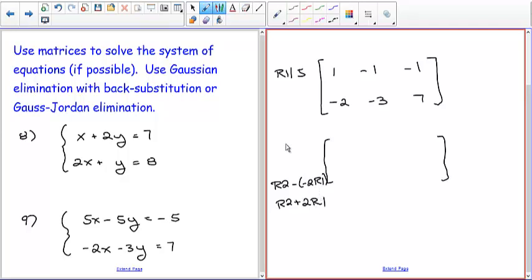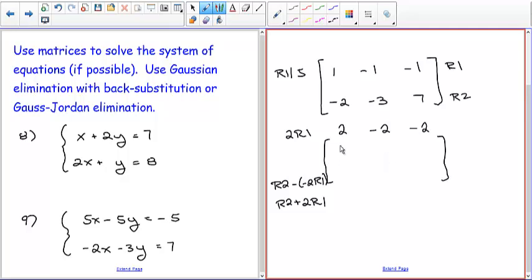Okay, so this is now my new R1. This is my same old R2. To be able to do this, I want to add this plus 2 times that, so I need to get 2 times R1 up here so I can do the math. So I double everything here, I get 2, minus 2, minus 2.